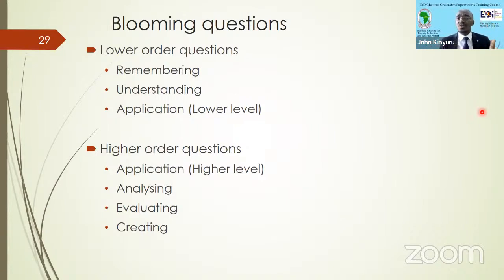Lower order questions are questions that help in remembering, understanding, and application at the lower level, as I had said. But at graduate level, you really want to concentrate on higher order questioning, which leads to higher order thinking. So you want them to apply at the high level.